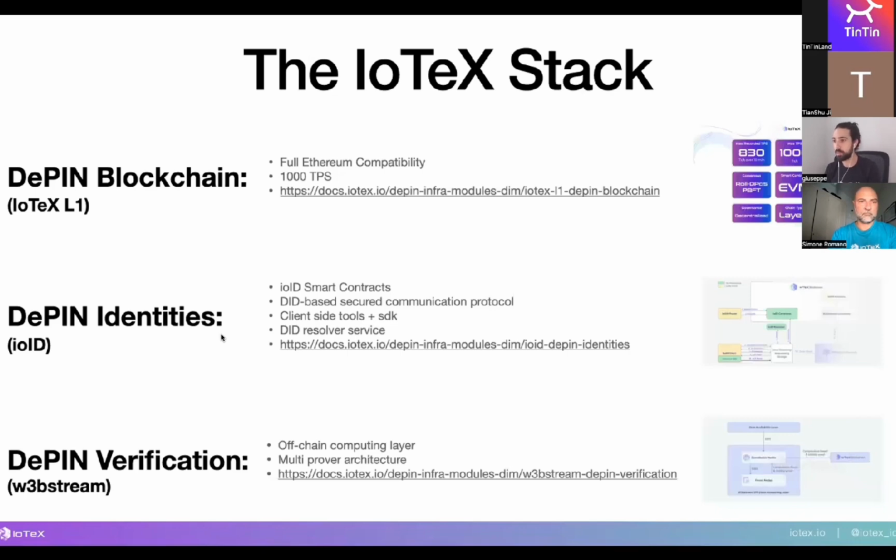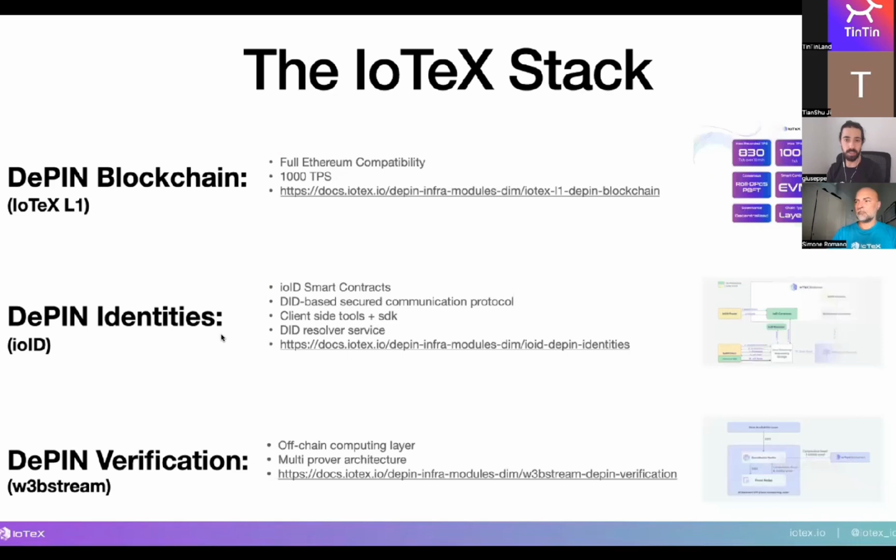The most critical components of a DePIN application provided by IoTeX are the DePIN blockchain. That's the IoTeX layer 1, which is a super fast EVM type of blockchain. We have a max TPS of 1000, which is great. We have full Ethereum compatibility, instant finality, and a 5-second block time, and I think we passed 100 million transactions a while back. So the IoTeX layer 1 is fantastic for DePIN.